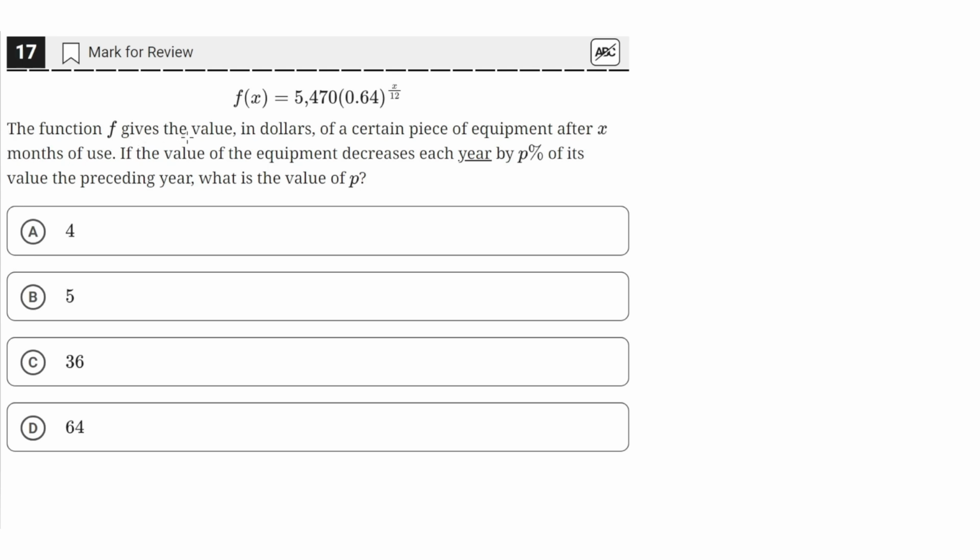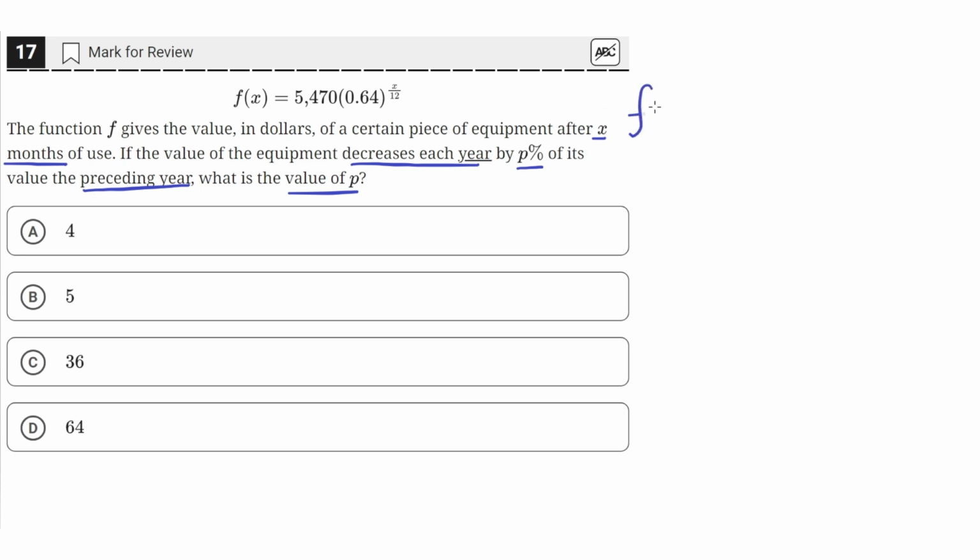The function f gives the value in dollars of a certain piece of equipment after x months of use. If the value of the equipment decreases each year by P% of its value the preceding year, what is the value of P? Okay, so we have this function that gives us the value in dollars of a piece of equipment, and we need to find out how much the value decreases every year, or after every 12 months. And we can do that by just plugging in 2 years and seeing what the decrease in value is.